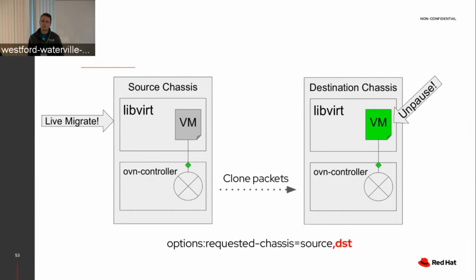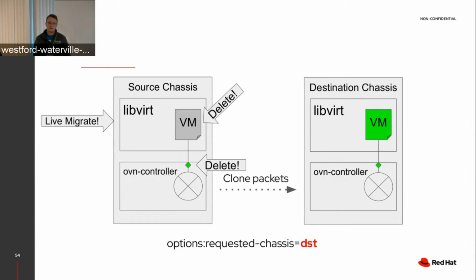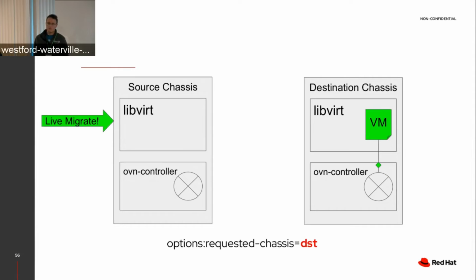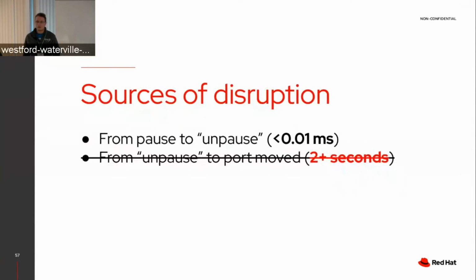That's nice. We still need to clean up the old location of the port binding, since we just don't need it. But this procedure can be done asynchronously. It doesn't affect our actual traffic flowing. So at this point, we can delete the old port binding location, and we're done. So we just eliminated the second source of the disruption, and we're left with something that we consider negligible.